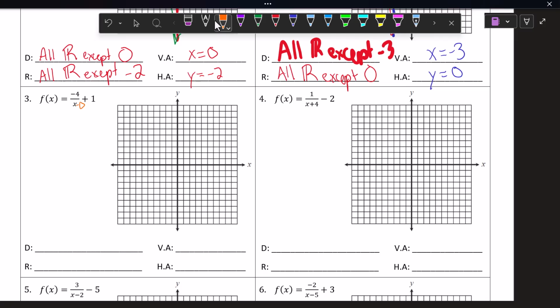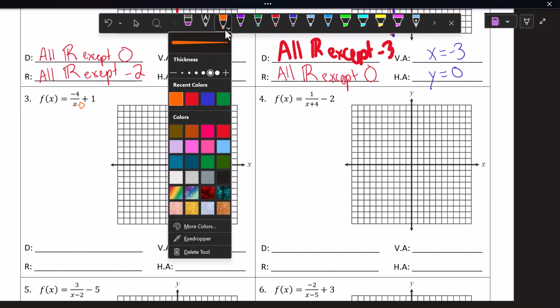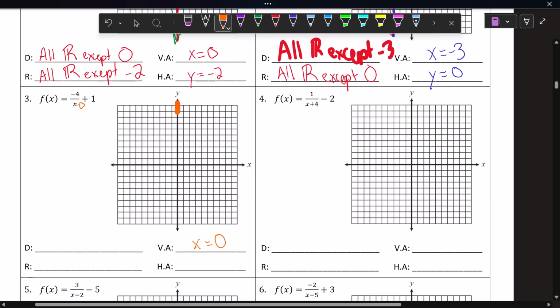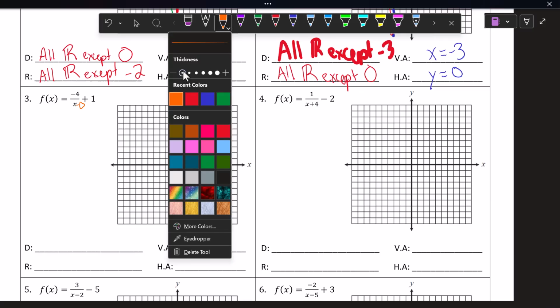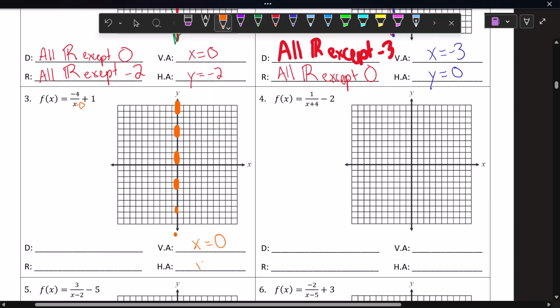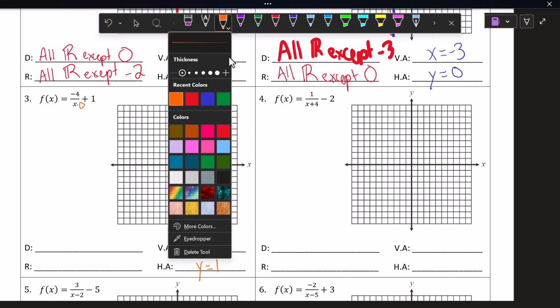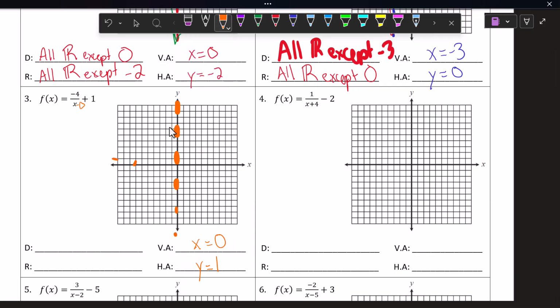Again, we could have -0 down there. So our vertical asymptote is x equals 0. So we can graph that. That is our y-axis. Then we look at our horizontal asymptote, it's y equals 1. And that is up 1. And we have our asymptote.